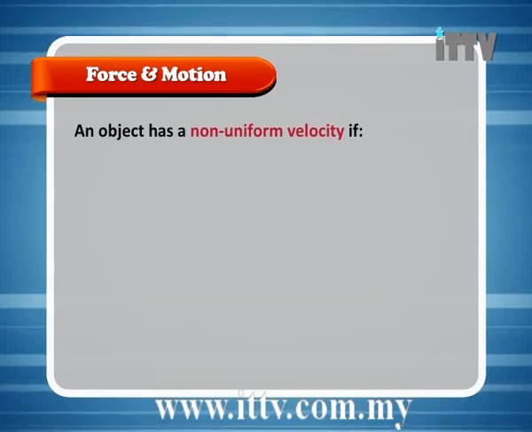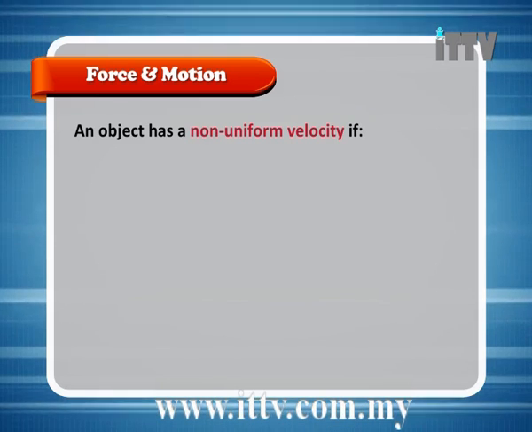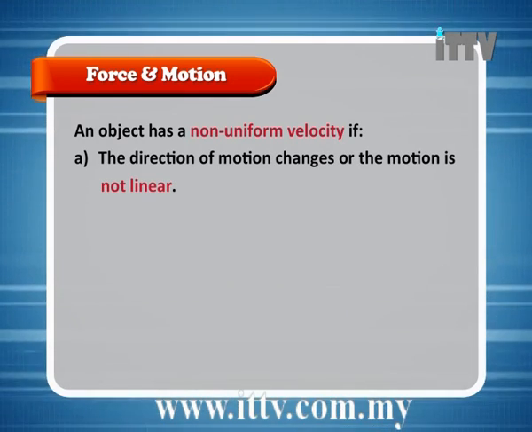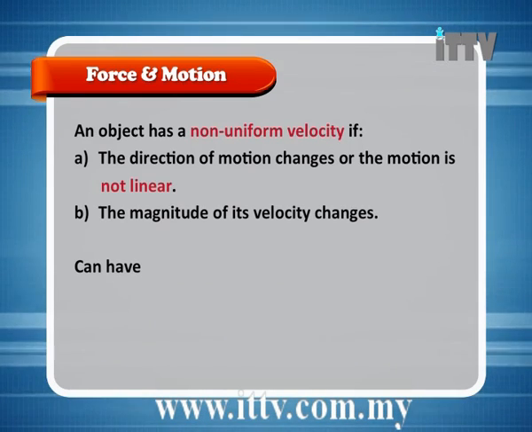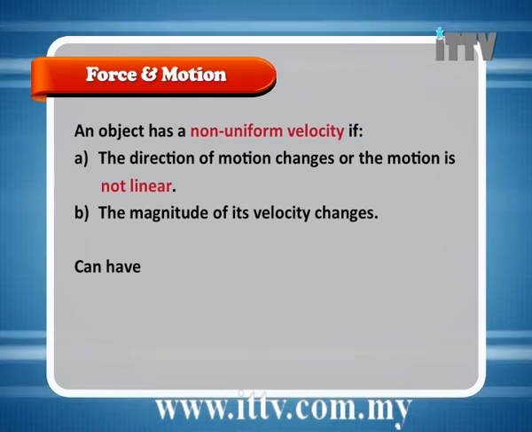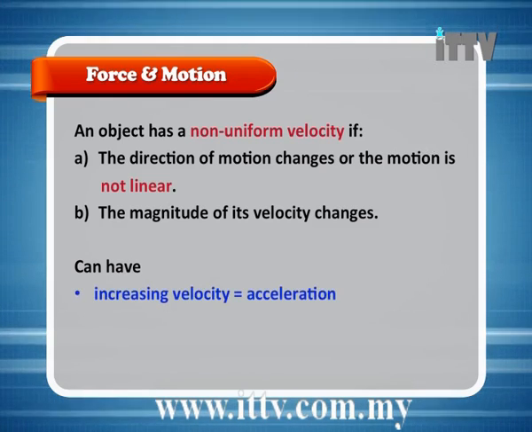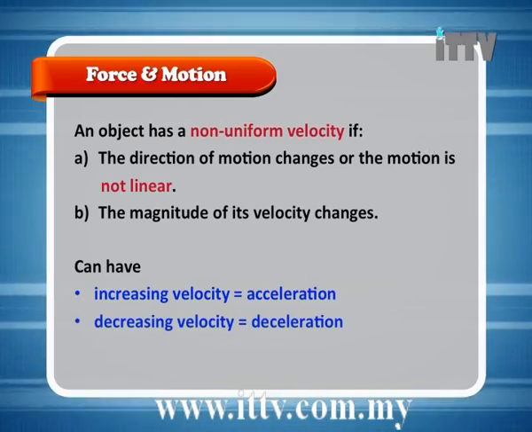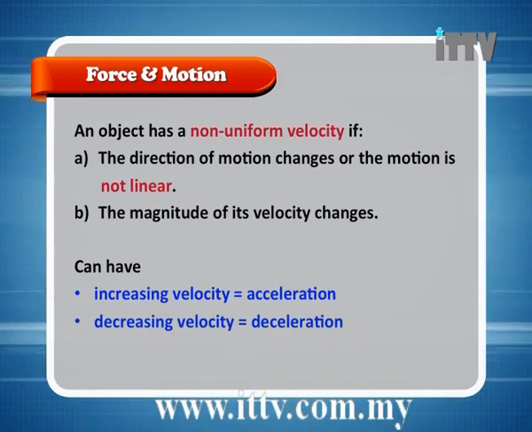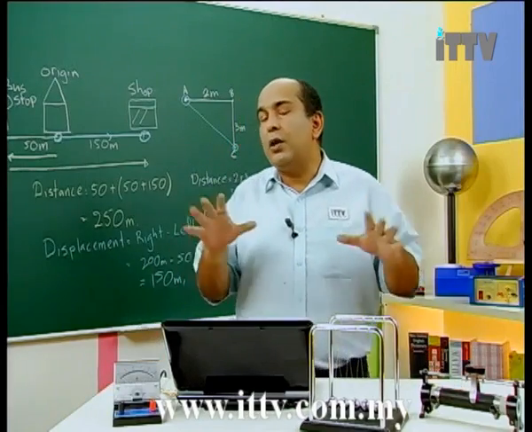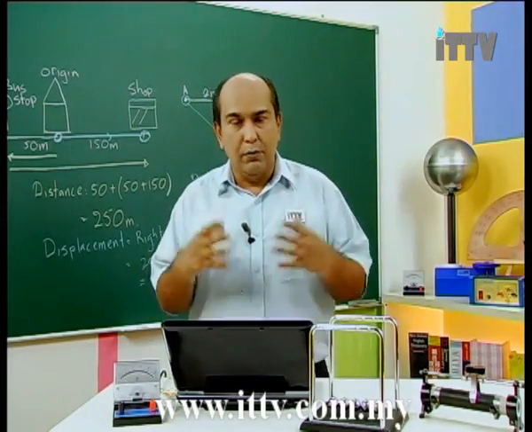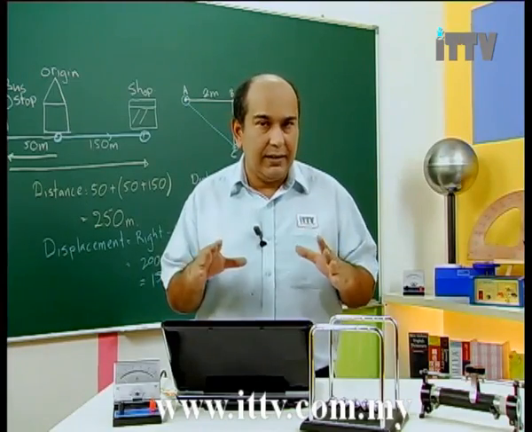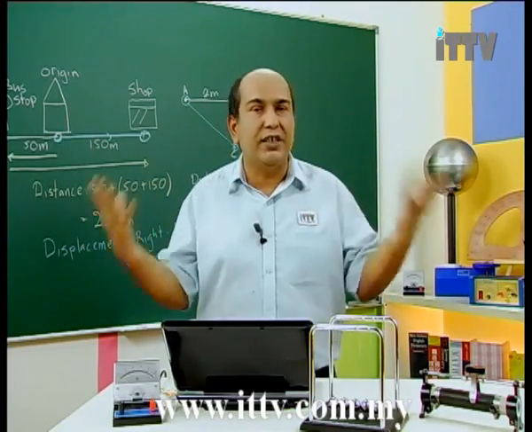An object has a non-uniform velocity if the direction of motion changes or the motion is not linear. The magnitude of its velocity changes. It can have increasing velocity, which equals acceleration, or decreasing velocity, which equals deceleration. So when we talk about non-uniform motion, non-uniform velocity, please understand it means that the velocity is changing.